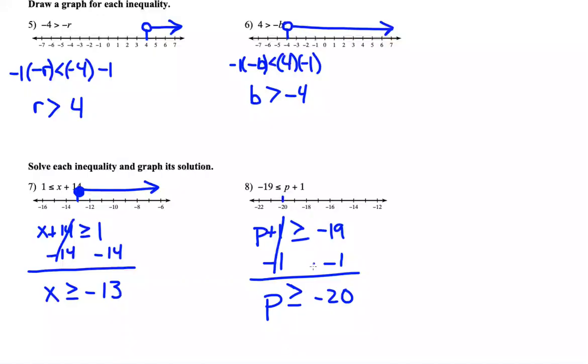So negative 20, it's greater than or equal to, so that gets filled in. Negative 20 is a solution. And it's all the things that are bigger than that. So it goes this way, greater than negative 20.